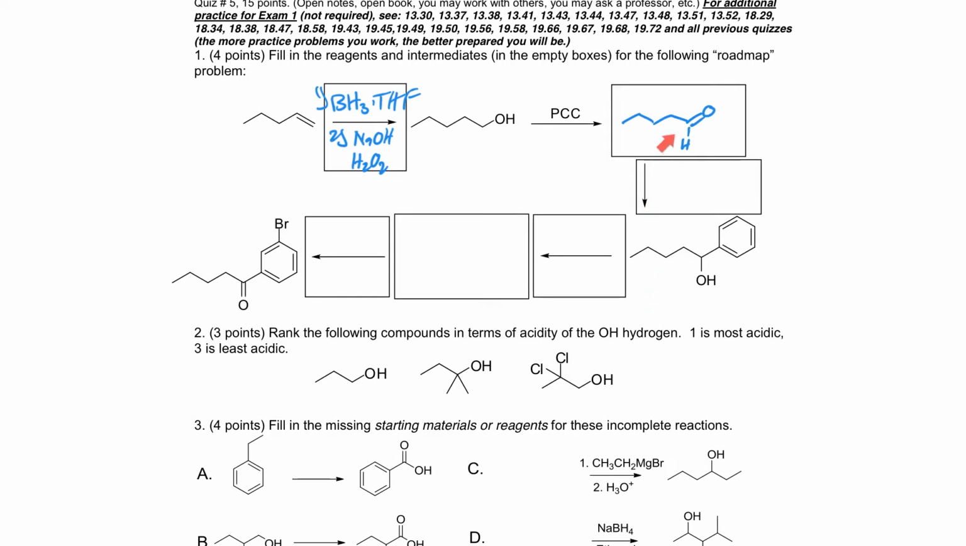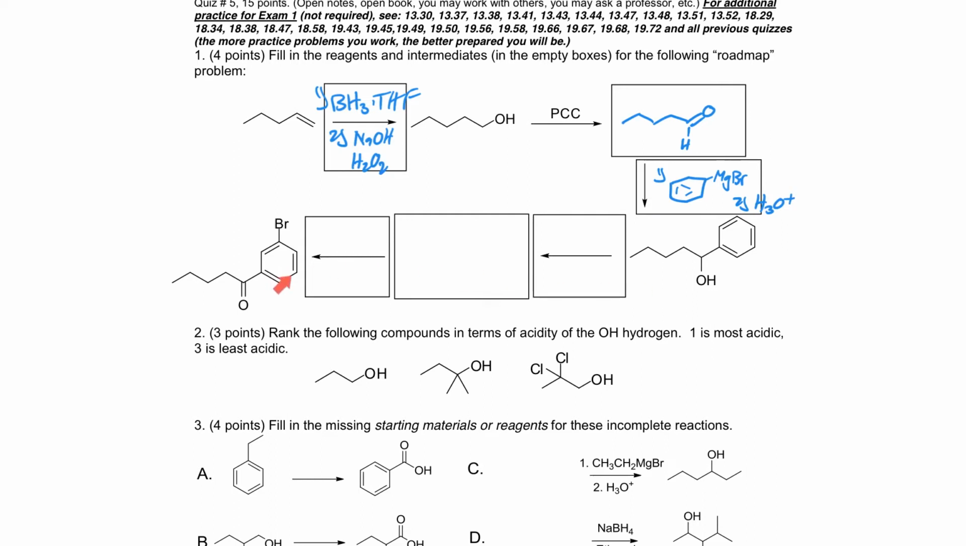And then I want to take this 5-carbon aldehyde. Looks like I have 5 carbons right here. So I need to add this aromatic ring and end up with a secondary alcohol. So I need a phenyl Grignard. That's step 1. Step 2 is mild acid workup.